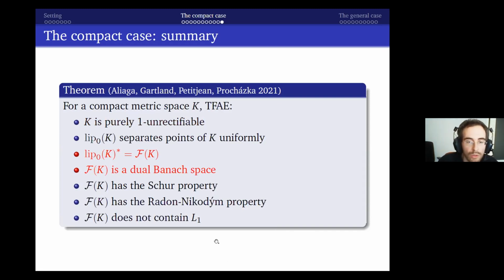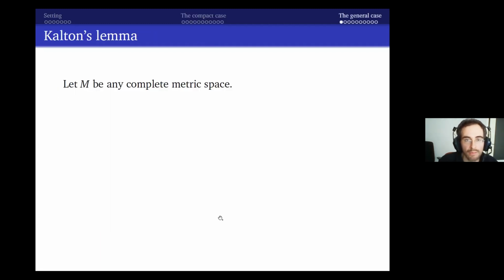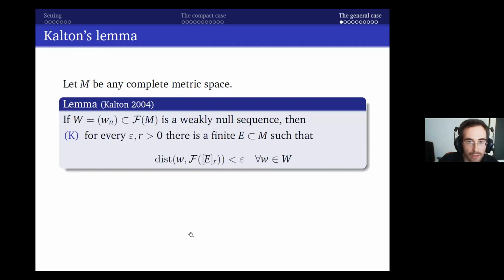Okay, so this covers the compact case, and now let's see what part of this theorem we can carry over to the general non-compact case. Since we're dealing with the Schur property, we will be taking a look now at weakly null sequences or weakly convergent sequences in the general case. Here we have to recall Kalton's lemma from 15 years ago, who proved that whenever we have a weakly null sequence in a free space, then this holds.